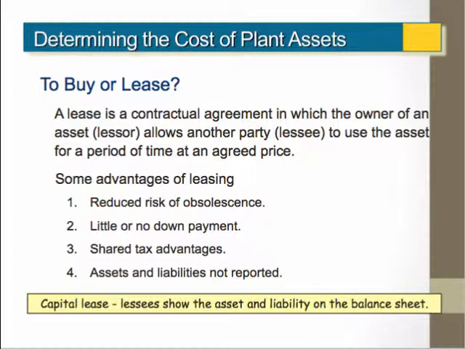Now, if the lease is termed a capital lease, there will be an asset on the lessee's balance sheet, and the lessee will be able to take depreciation on the asset even though it's a lease transaction. Now, the determination of an operating lease or a capital lease is beyond the scope of this class. However, just keep in mind that there are 2 different leases and the accounting treatment's different.